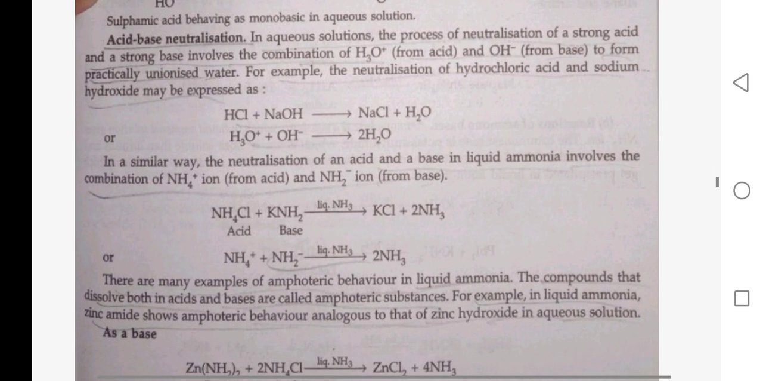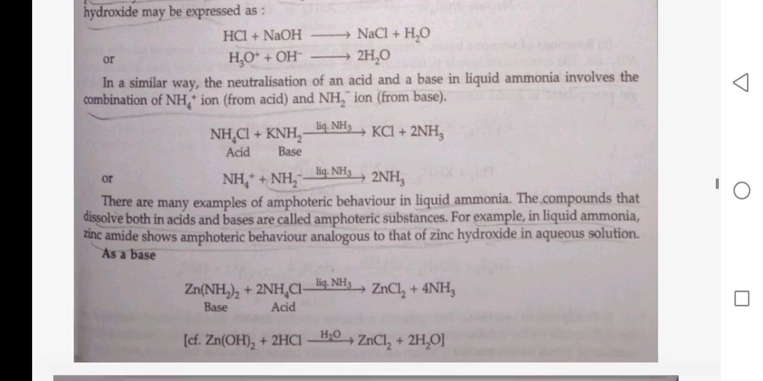Acid-base neutralization. In aqueous solution, the process of neutralization of a strong acid and a strong base involves the combination of H3O+ ions from the acid and OH- ions from the base to form practically unionized water. For example, the neutralization of hydrochloric acid and sodium hydroxide may be expressed as.